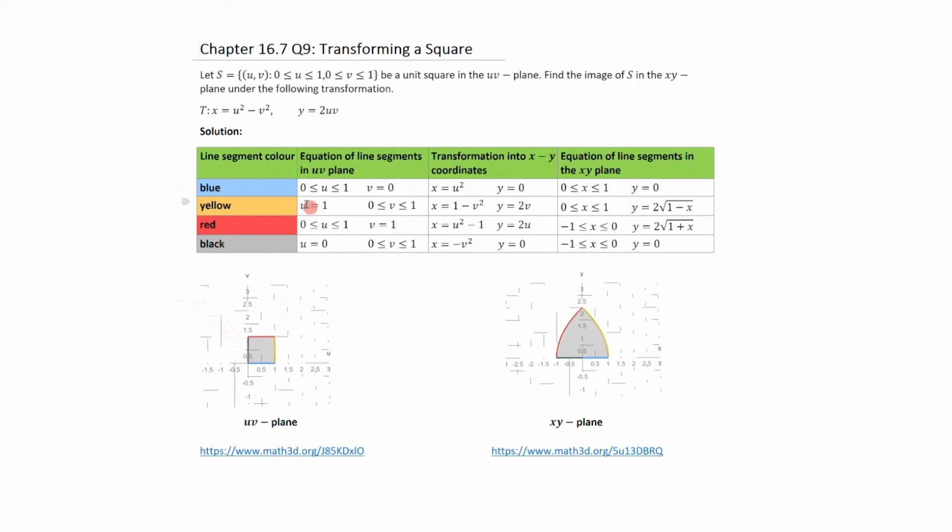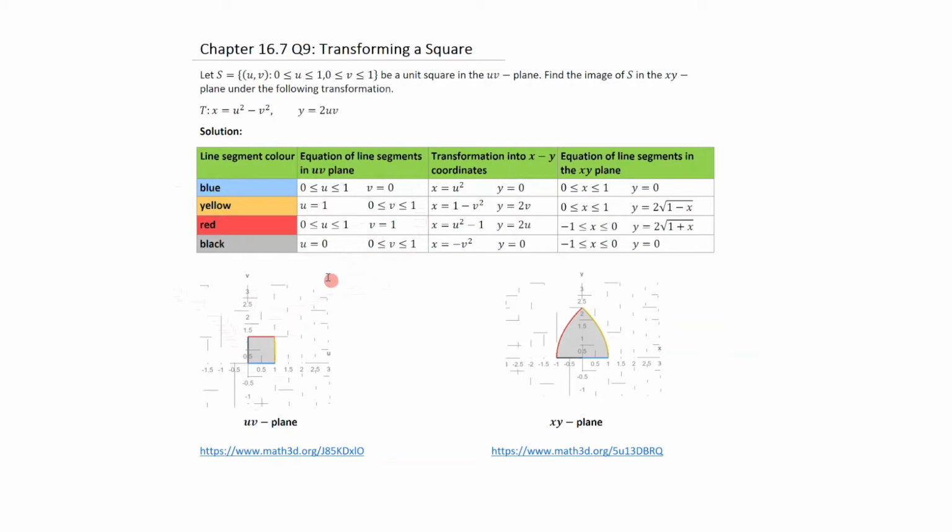The blue segment's when 0 is less than or equal to u is less than or equal to 1 and v equals 0. The yellow segment is the vertical segment where u is fixed at 1 and v can range from 0 to 1. This segment here is when v is fixed at 1 and u can range from 0 to 1. And the last is where u is held at 0 and v can go from 0 to 1.